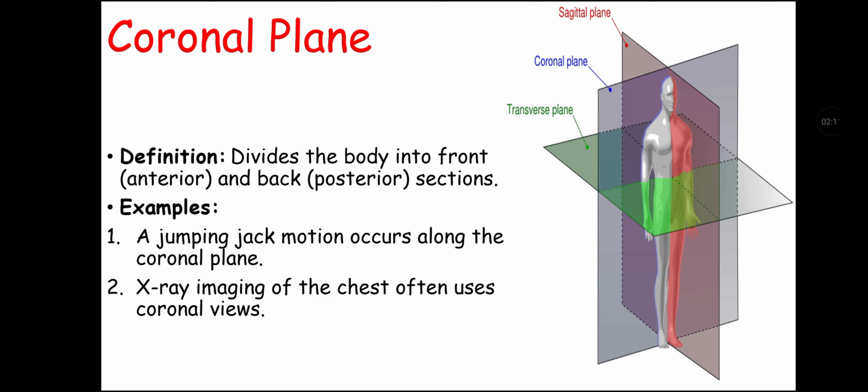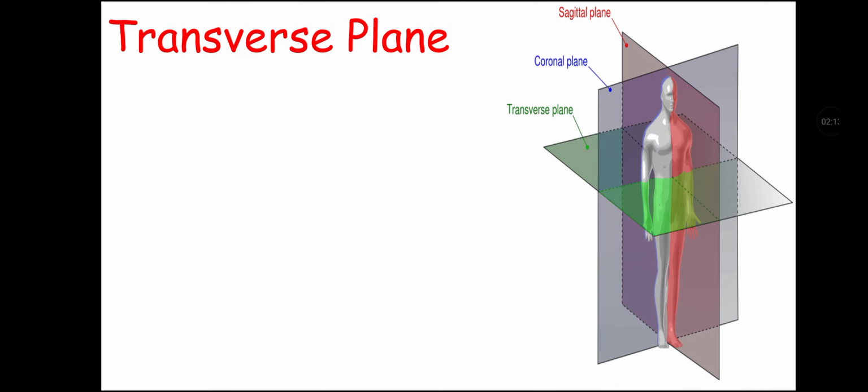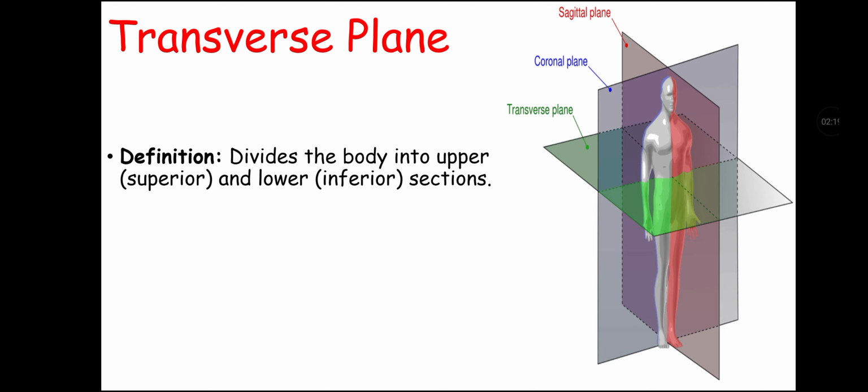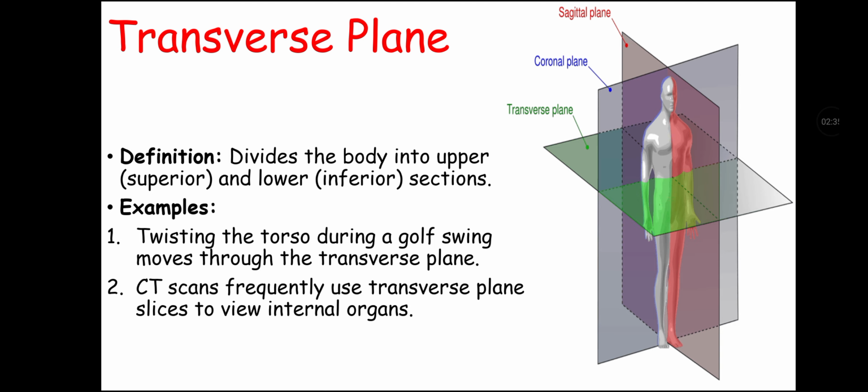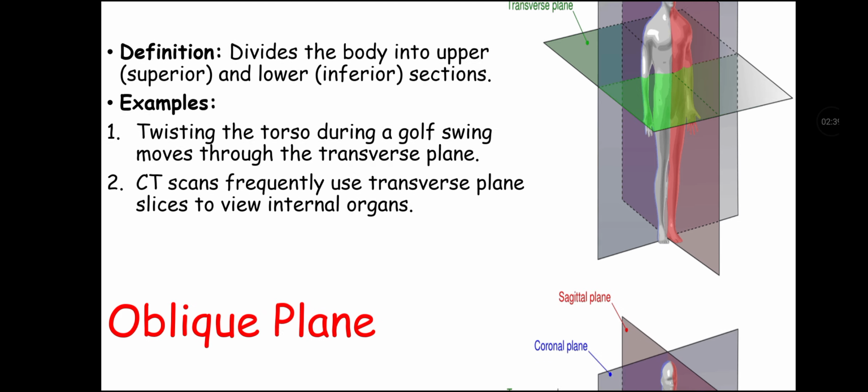Next we have the transverse plane, and in the diagram you can also see the transverse plane in green color. It can be defined as the plane that divides the body into upper and lower sections, or the plane that divides the body into superior and inferior sections is called the transverse plane. Its examples include twisting the torso during a golf swing, which moves through the transverse plane, and CT scans frequently use transverse plane slices to view internal organs.